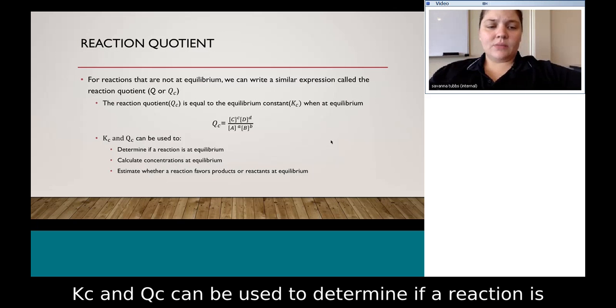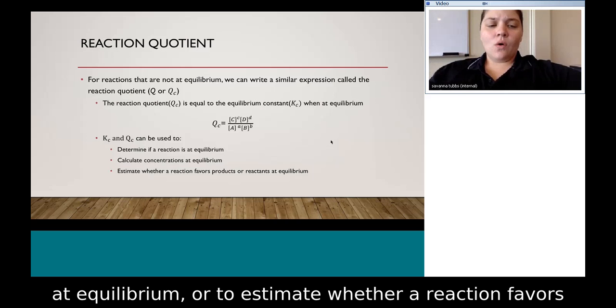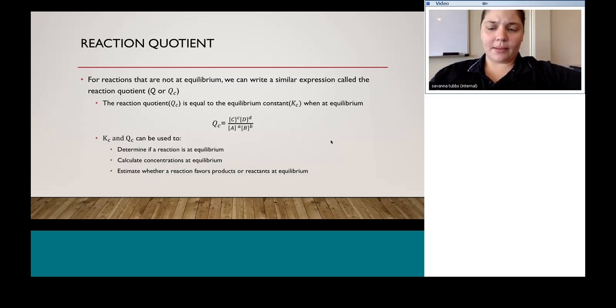Kc and Qc can be used to determine if a reaction is at equilibrium, to calculate concentrations while at equilibrium, or to estimate whether a reaction favors the products or the reactants when the reaction is at equilibrium.